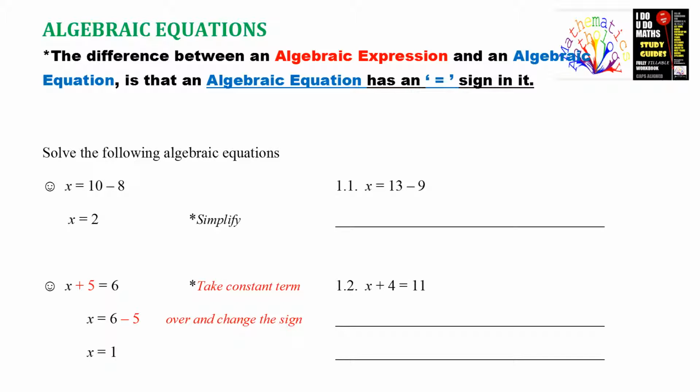We're going to simplify that, put your constants together. So 10 minus 8 will give us 2. So x is equal to 2 there. The next one we have is x plus 5 is equal to 6.